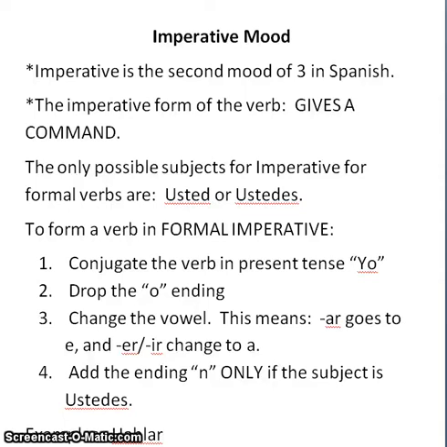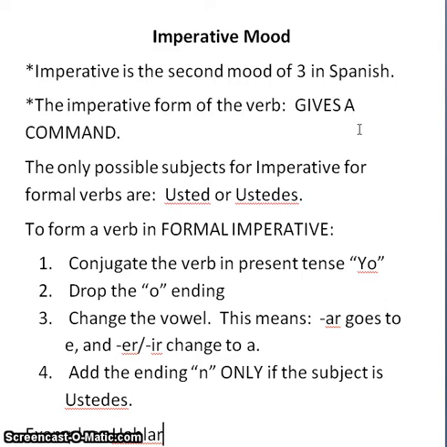Okay, so we're looking at imperative mood. The imperative is the second mood of 3 in Spanish. The imperative form of the verb gives a command. You know that, right? An imperative sentence, you remember that from the 4th grade. The only possible subjects that you can have for imperative are either usted or ustedes.